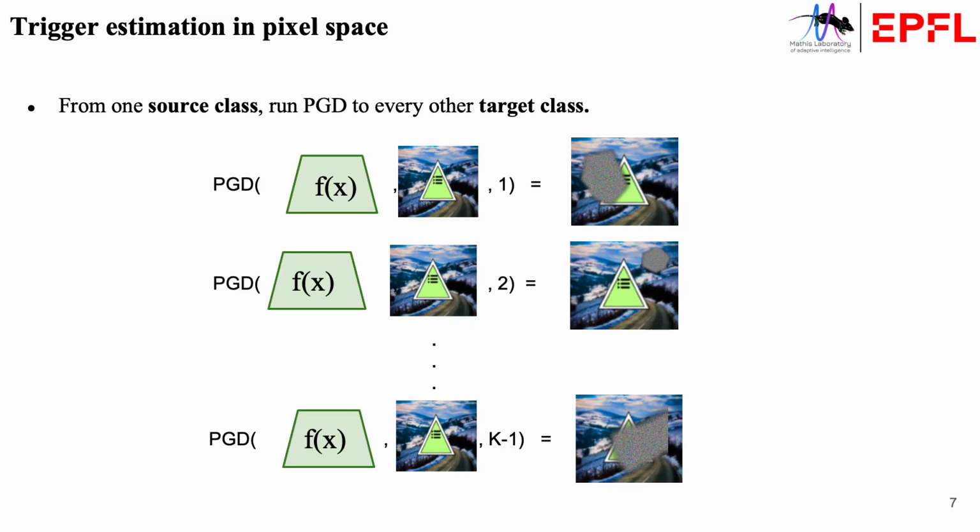Specifically, existing methods estimate trigger patterns by applying targeted PGD to images from a given source class. Without loss of generality, consider an image from class 0. The method targets each other class in turn, repeats this for all classes, and then compares properties of the resulting perturbations. For example, their norms are used to infer whether the model is Trojan.